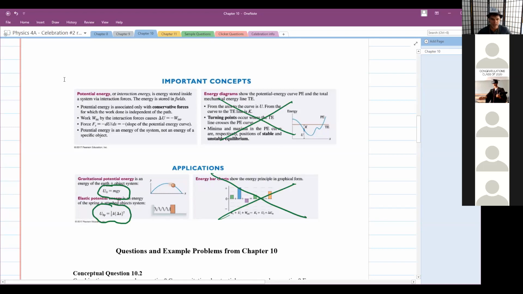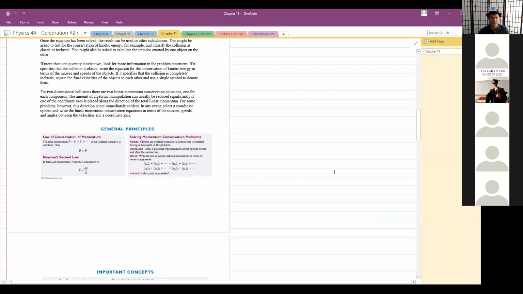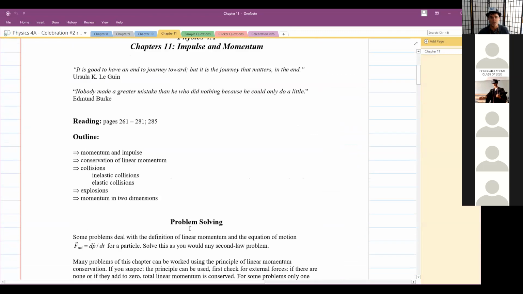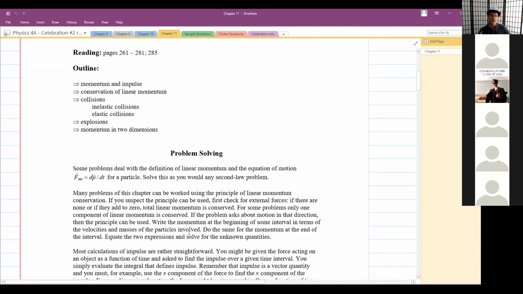And then last but not least, just in terms of the material, chapter 11 was all about impulse and momentum. Things that we covered that are relevant for this celebration. What is impulse and momentum? We looked at the impulse momentum theorem. Basically says the impulse on an object, which is equal to the integral of the force with respect to time.